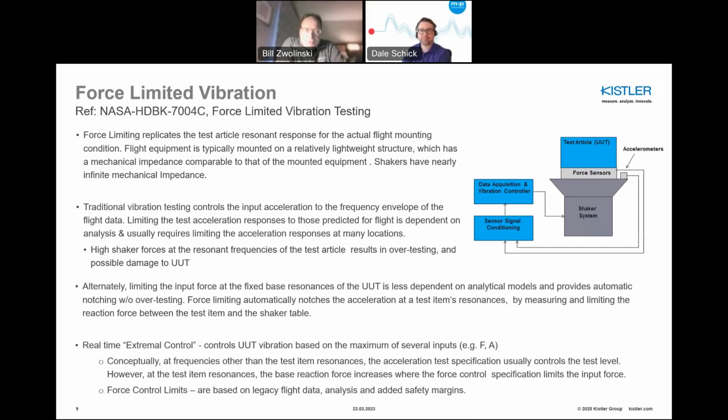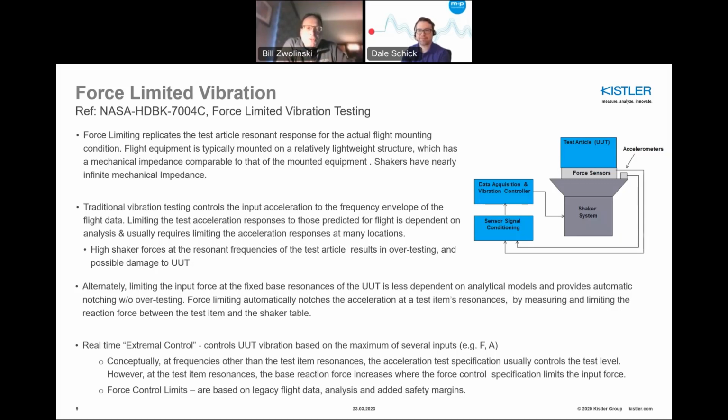So the flight equipment is typically mounted on relatively lightweight structures, which have similar mechanical impedances, whereas shakers, on the other hand, have near infinite mechanical impedance, and that's the issue at hand. So traditional vibration testing response limiting controls the input acceleration to the frequency envelope that we showed. Limiting on this test acceleration response is typically very analytical in nature.